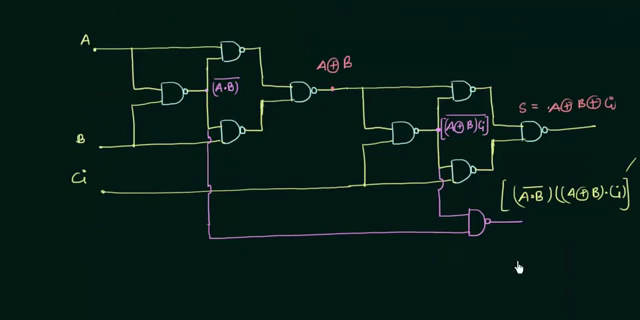So by using De Morgan's law, I am having AB, this AND will convert to OR, and then Ci(A XOR B). There is a whole complement here actually, and this whole complement is gone because of De Morgan's law, and this is similar to our carry output. So this is how we implement the full adder by using the NAND gates only.